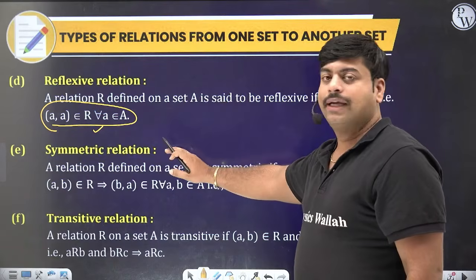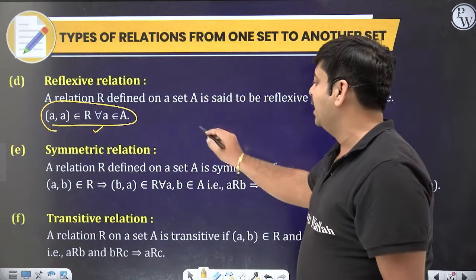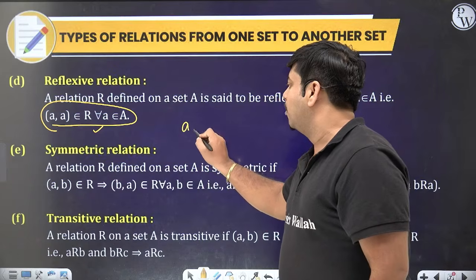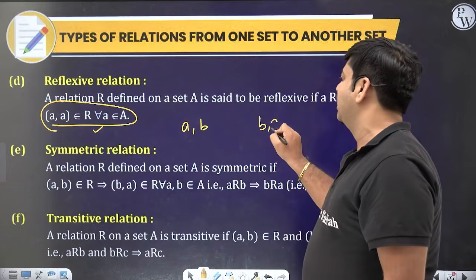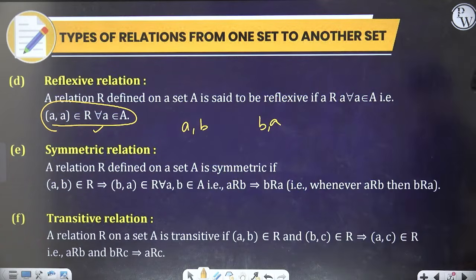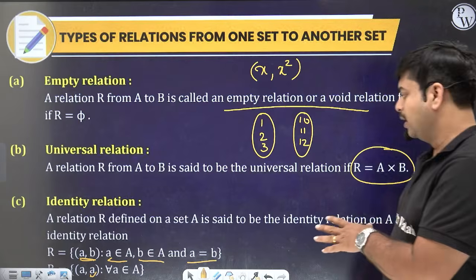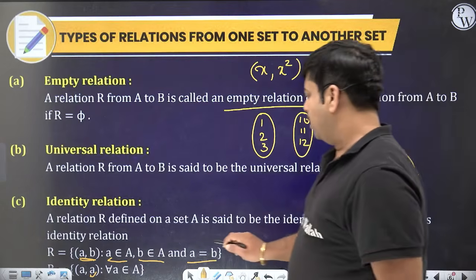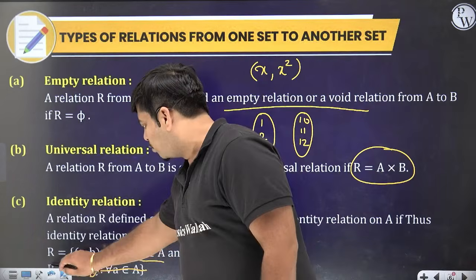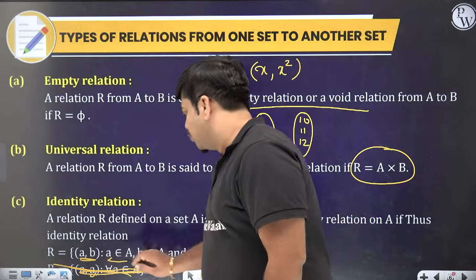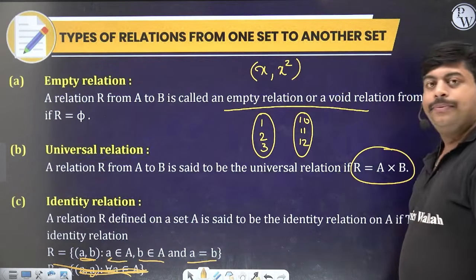Okay, symmetric relation is like A comma B. If A comma B is there, B comma A should be there. People, there is some mistake that has happened here. I'll try to rectify that. There is some printing mistake. Please cancel this. This should actually come to the next reflexive, right?